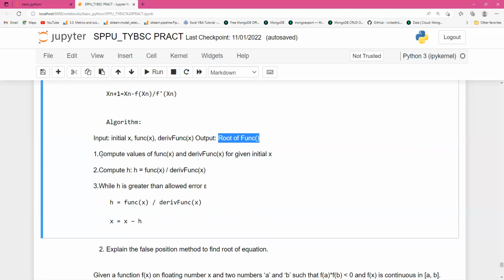So how will it work? The first step is to compute the values of the function and the derivative of the function for the given initial value, and then we compute h. This h is given by f of x upon f dash of x. All of us know this. While h is greater than the allowed error, suppose in the question we have given some error, 0.0001, then h will be f of x upon the derivative of f of x, and x becomes x minus h, and that is our root.